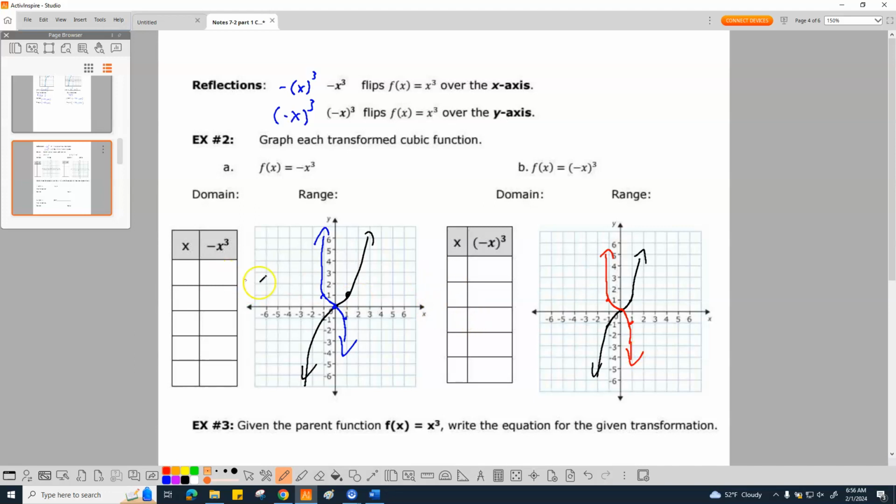So what are the points we plugged in here? We plugged in -2, -1, 0, 1, 2. These are the numbers we plugged in. I'm going to push pause and fill them in.